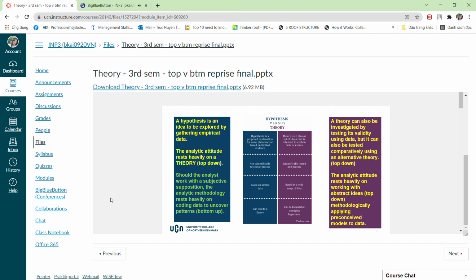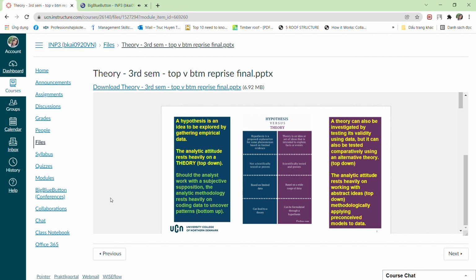So when you do bottom-up analysis, you try not to have too many ideas in advance. Then you get your data and you try and use your data to find the patterns. And then when you've got some patterns, you can say, my data shows, right? So that is bottom-up analysis.